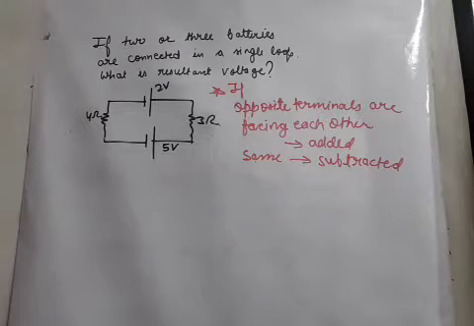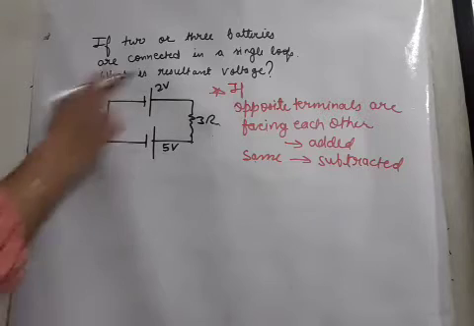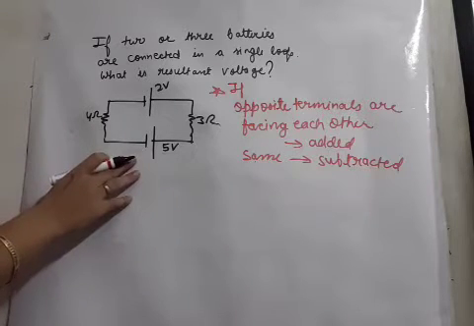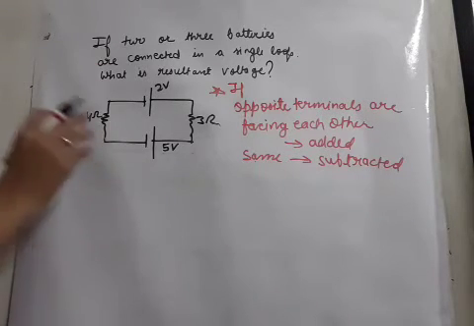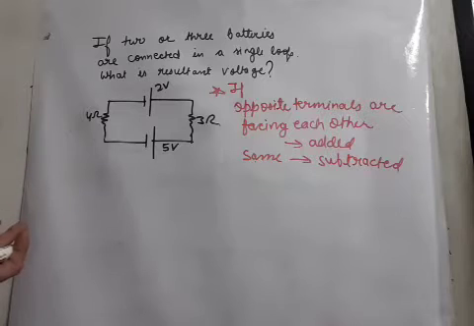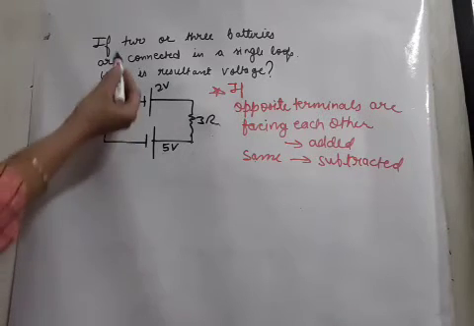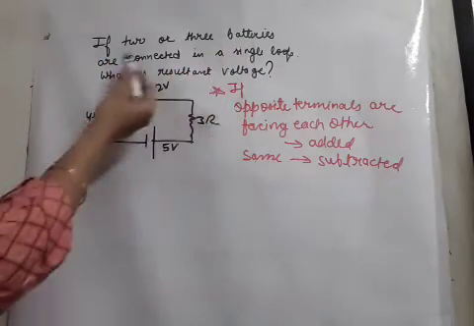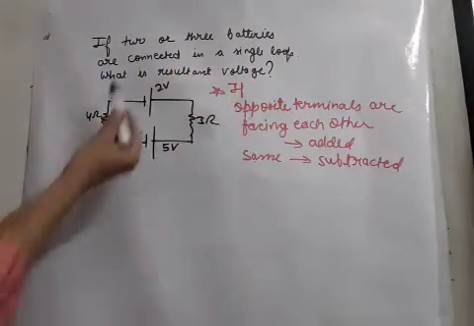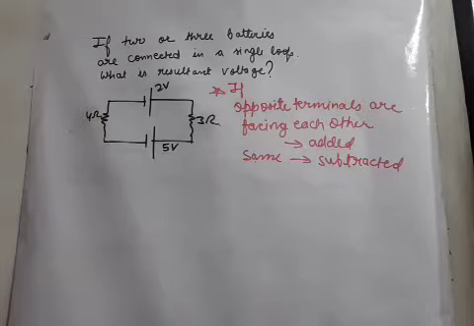Hello students, in this video I will explain how to handle multiple batteries in a single loop. That means if in a single loop there are two or more batteries connected, then what is their resultant battery, that we have to understand here. So the case is, if two or three batteries are connected in a single loop, then what is the resultant voltage, and where we will need it.